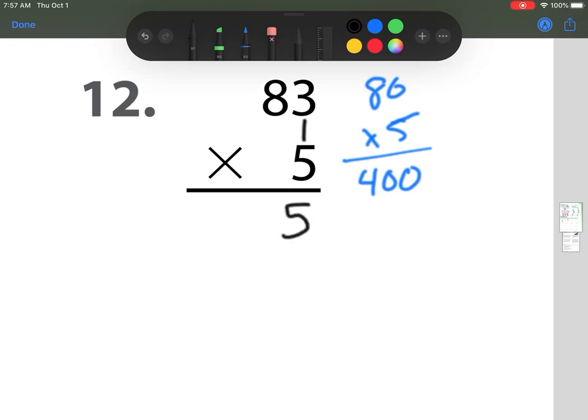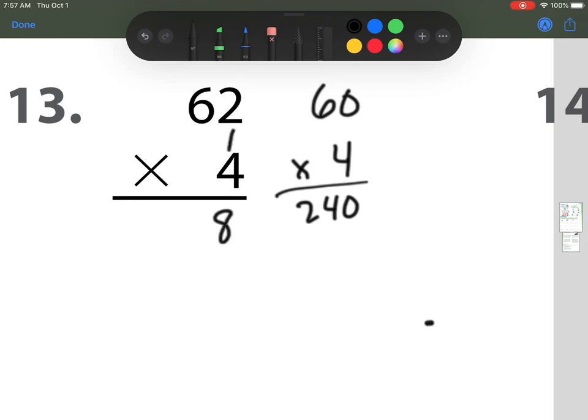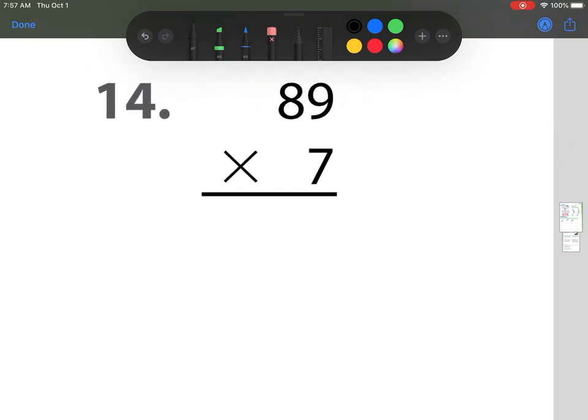5 times 3 is 15, regroup that 1. 5 times 8 is 40, plus 1 is 41. And my answers were close, so I'm good. 60 times 4 is my estimation, so my answer should be close to 240. 4 times 2 is 8 for partial products, and then 4 times 60 is 240. So adding those up, I get 248, and notice my answers are close to each other.